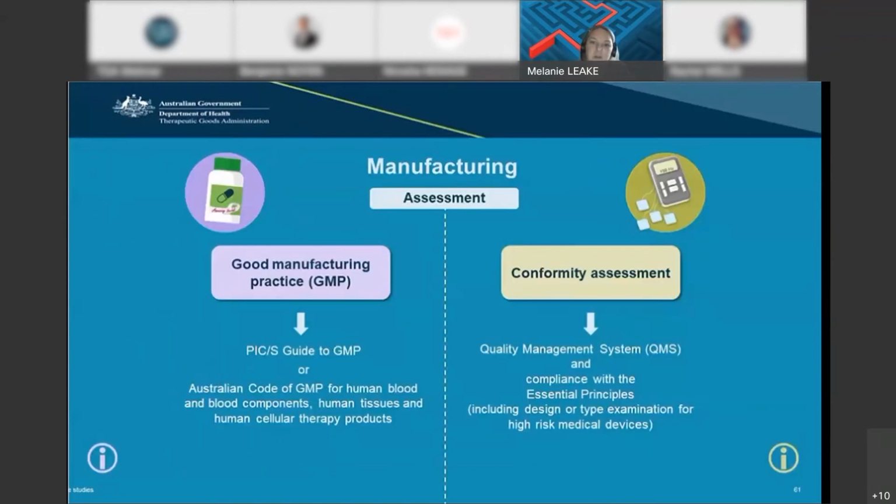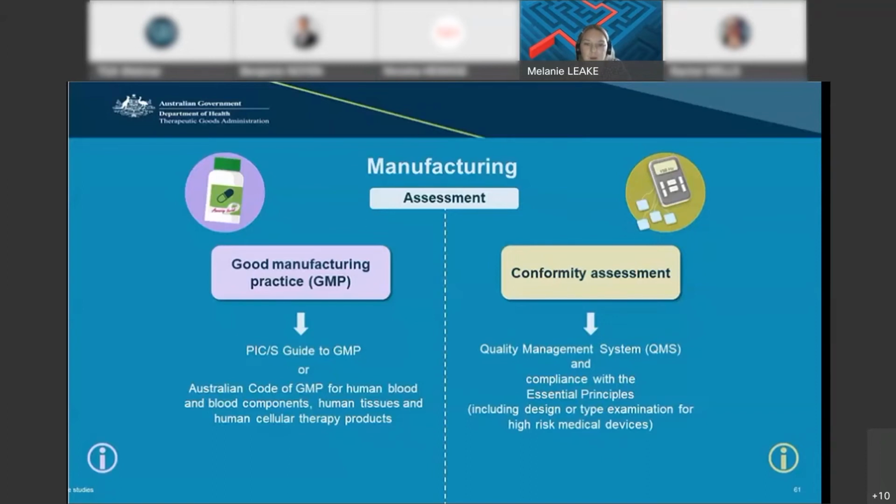There are certain regulatory requirements that must be met when it comes to manufacturing, and we assess the manufacturing processes to make sure they meet certain standards. The standard for assessing medicines and biologicals is called Good Manufacturing Practice, or GMP. The assessment process for medical devices is conformity assessment. Both of these have guidelines and criteria that need to be met to demonstrate compliance.